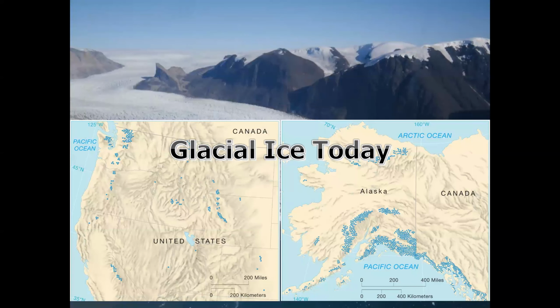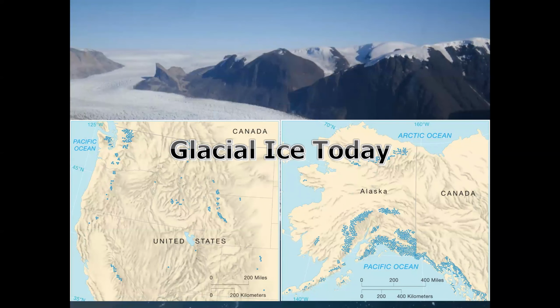Glacial ice today is limited and minimal, so you find it in places like Alaska in mountains. You find a few in the United States in higher terrain like Montana, Idaho, California, Oregon, and Washington. But by and large, glacial landscapes in the United States are being lost.